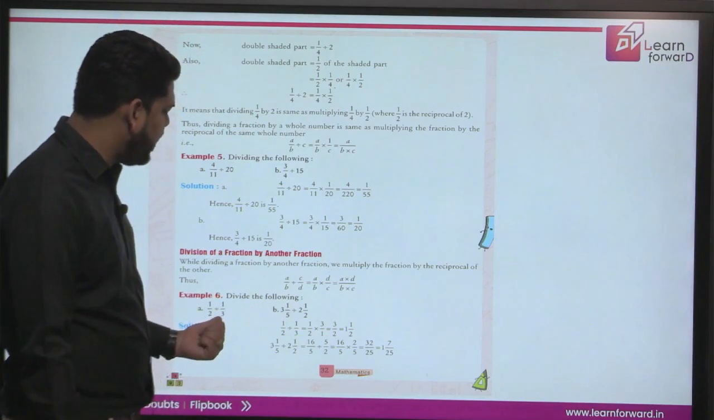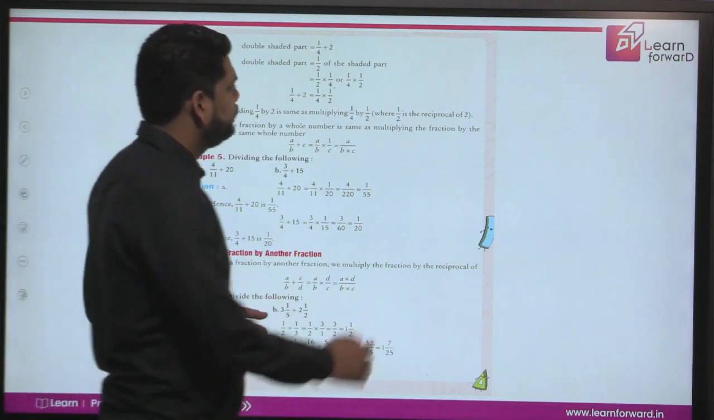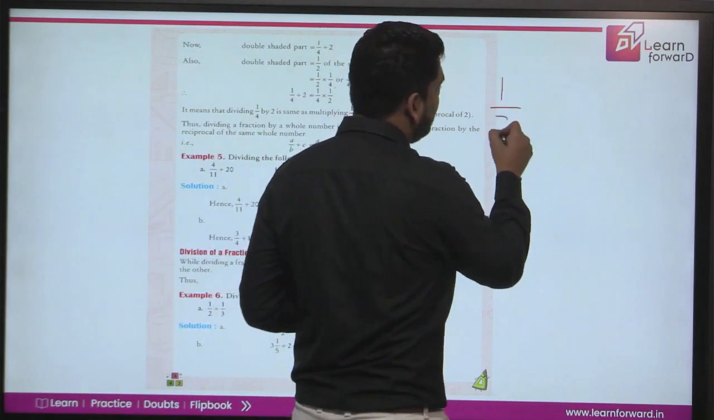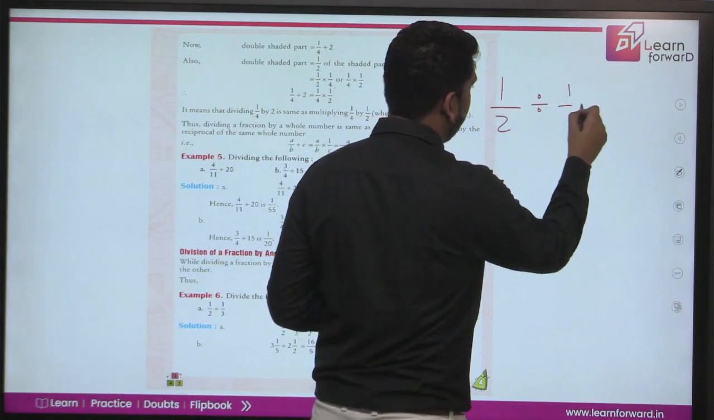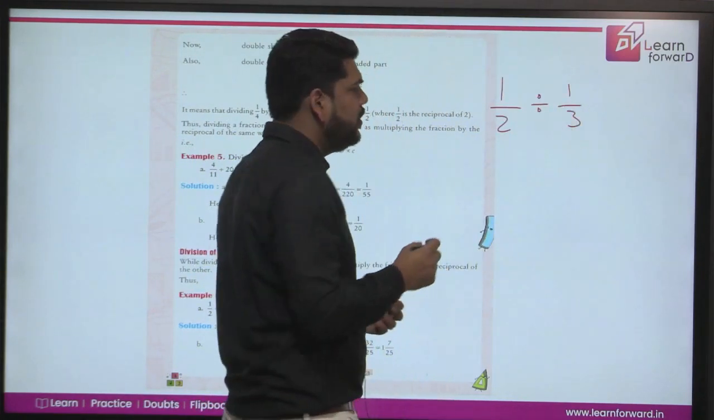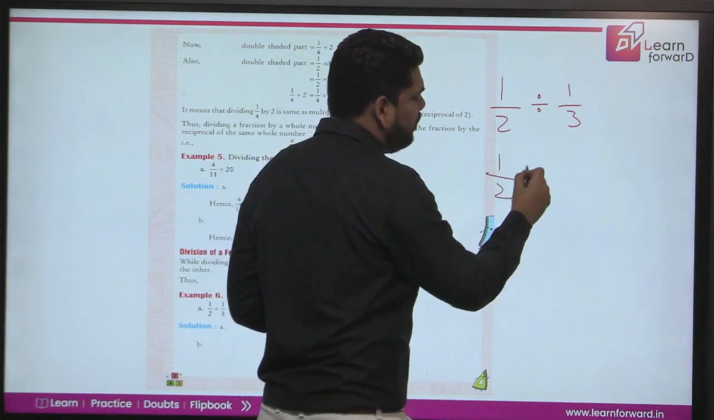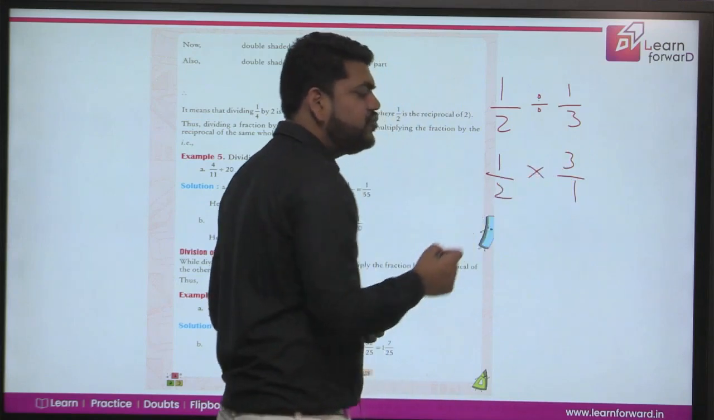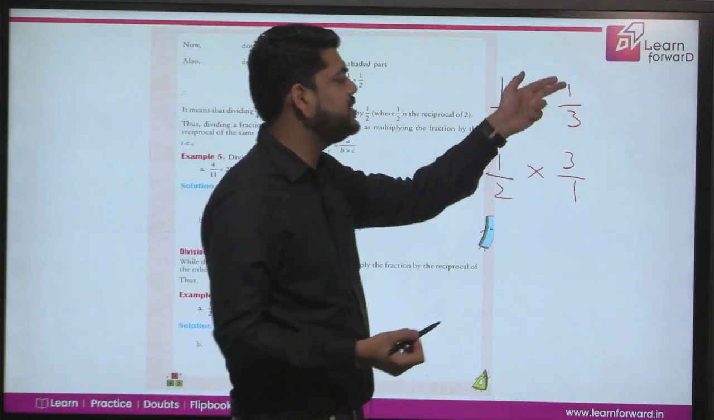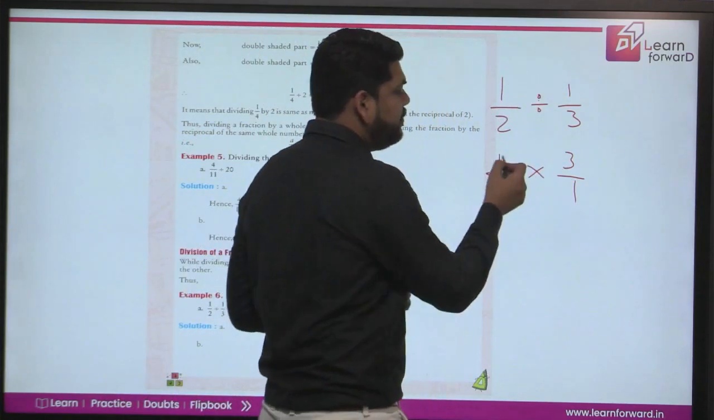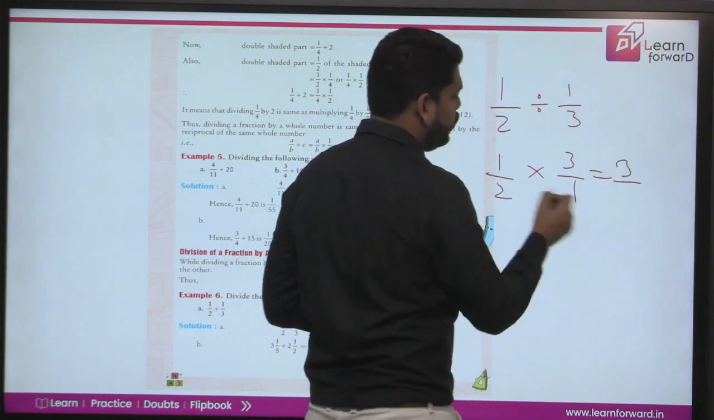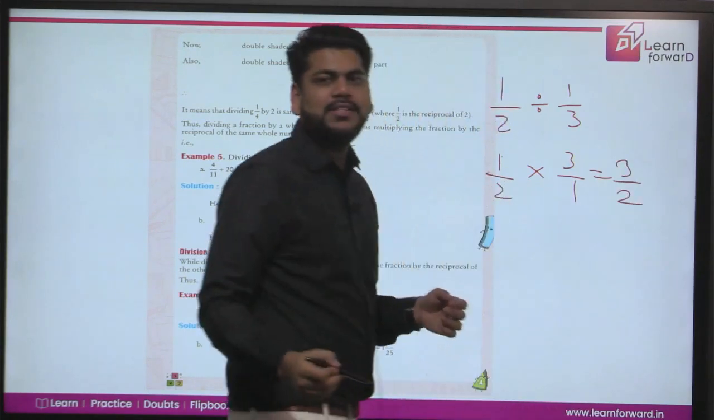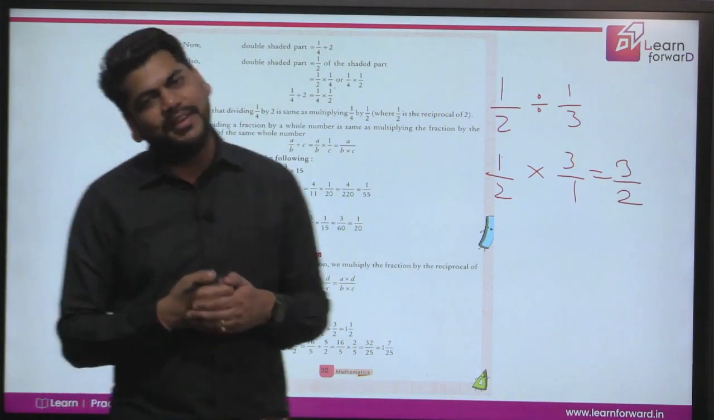1 by 2 divided by 1 by 3. In this case, 1 by 2 divided by 1 by 3. Fine. Now 1 by 2 will be multiplied by 3 by 1. We convert division into multiplication and we take the reciprocal of the second number. 3 ones are 3 and 2 ones are 2. That means 3 by 2. Fine.